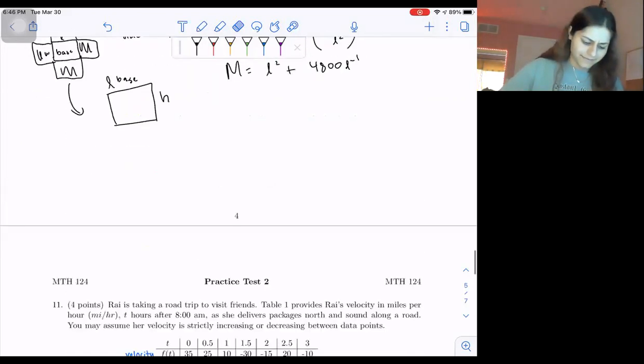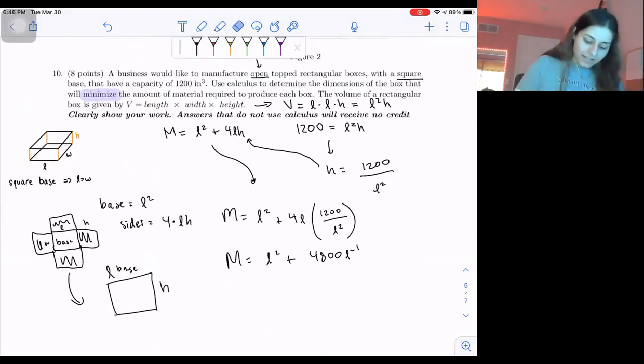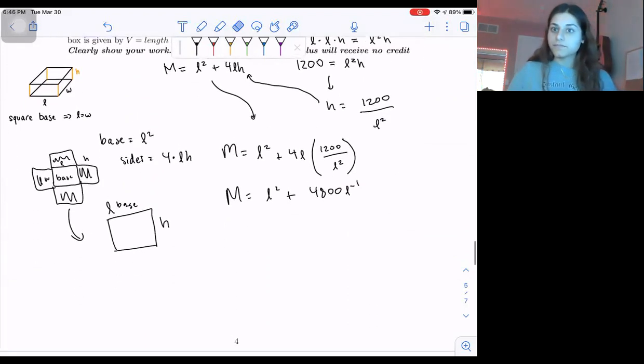Then I wanted to get it in terms of one variable, so I combined it with the volume equation. We solve for h, and then we're putting that into our m equation to get m in terms of just L. We also could have solved just for L and then replaced all the h's with L's, but that would have taken a little more work. So replacing the h with L's was a little more intuitive.